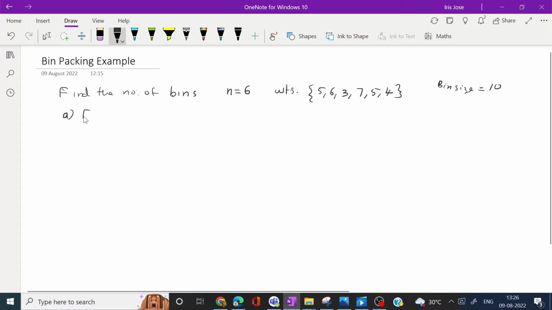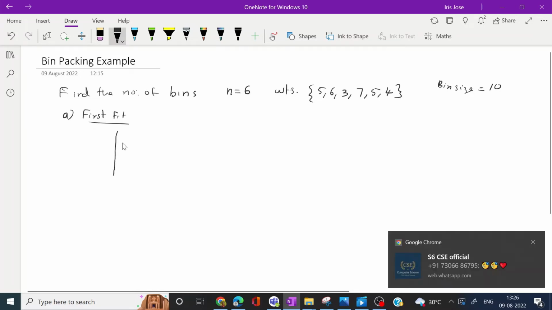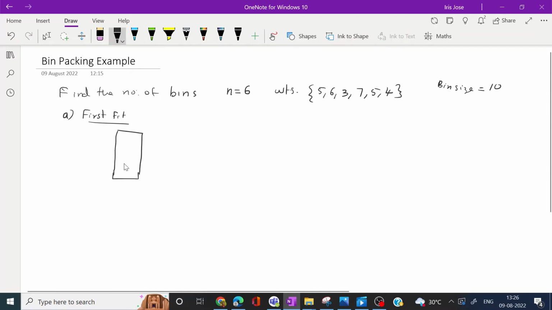So first we will use the first fit algorithm. So first fit algorithm, how this works we can see. Suppose these are the bins. So this is the first bin. Each bin has a capacity of 10. Up to 10 weight we can place in the bin.